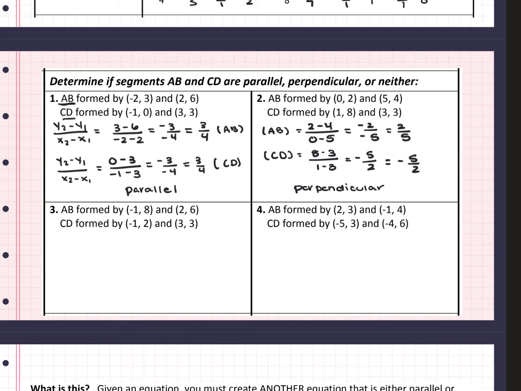All right. Now what I want you to do is pause the video, and I want you to try 3 and 4 and determine whether they are parallel, perpendicular, or neither. All right, so let's take a look at it. Let's look at A and B first.